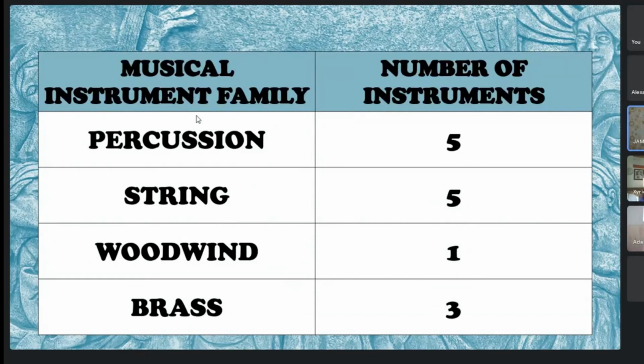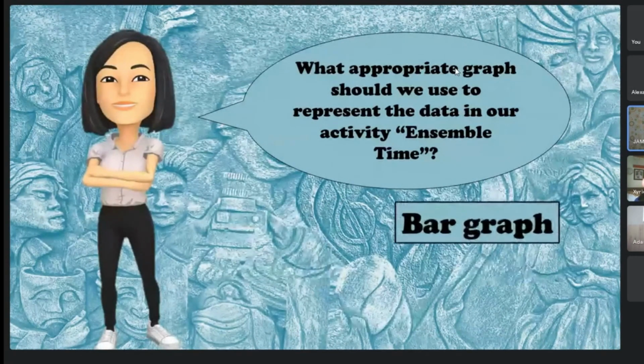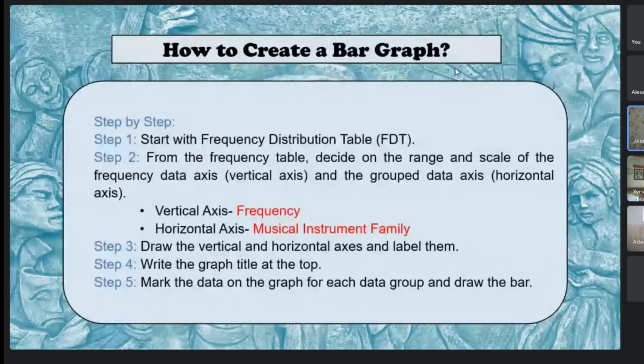Okay. So, as we said a while ago, a pie chart is used to show percentages of data. But we have only the categories for the musical instrument family and its number of instruments. We can use a pie chart if we want to show percentages of each instrument family. So, the most appropriate graph to use is the bar graph, because we want to compare the number of instruments in each family. So, very good, Alexa. So, how to create a bar graph?